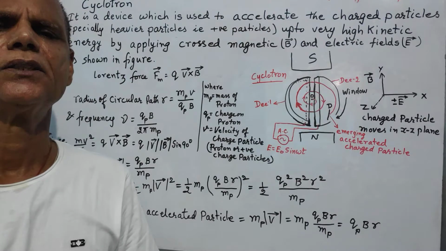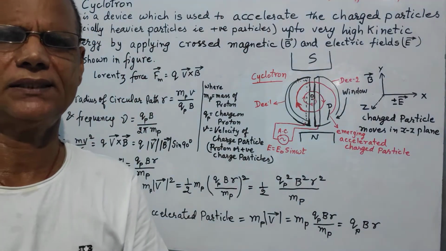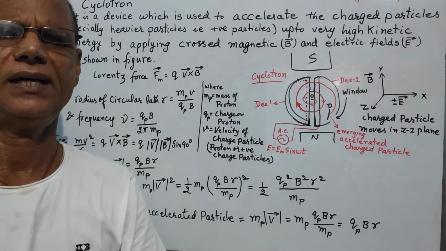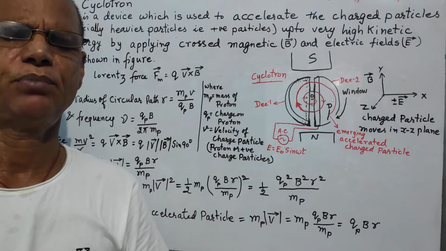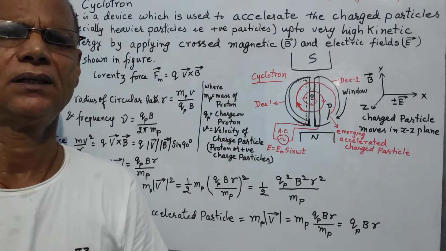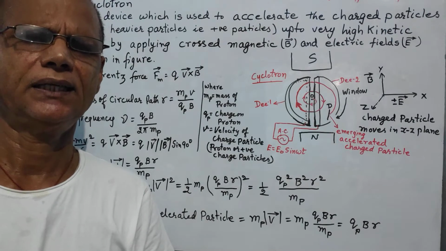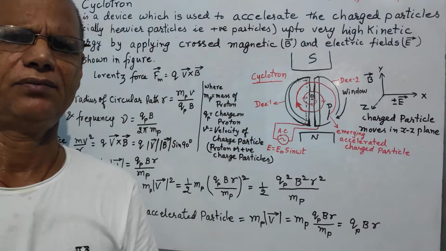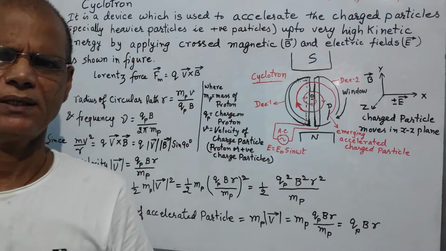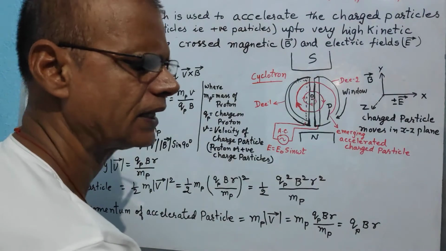Dear students, today we are going to learn a very important device which is known as cyclotron. This device is used to accelerate the charged particles, especially the positively charged particles, because it is not able to efficiently accelerate the negatively charged particles, that is electrons, which are very light, and we will know why this happens. But before we talk about such things, let us look at the cyclotron.